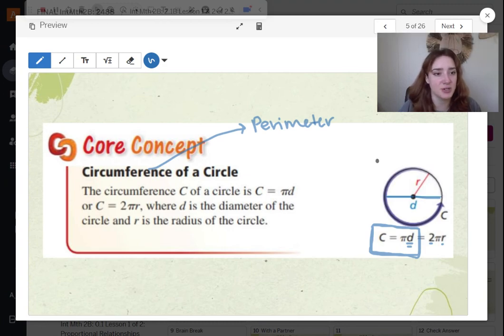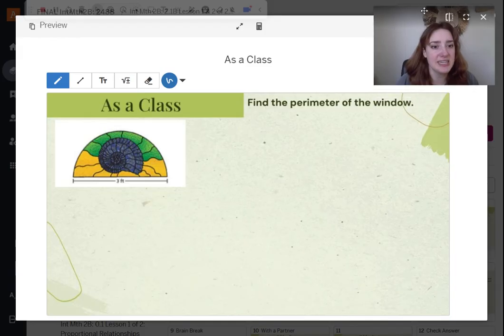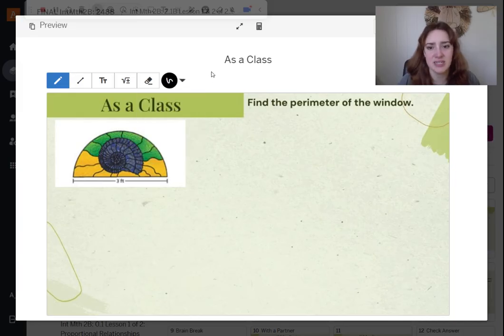And then again, we'll add this to our notes next time we're in class. Okay, so we're going to do this one together. We're going to find the perimeter of this beautiful stained glass window. Wow, 10 out of 10. I don't know about you guys, but this looks very complicated to make.